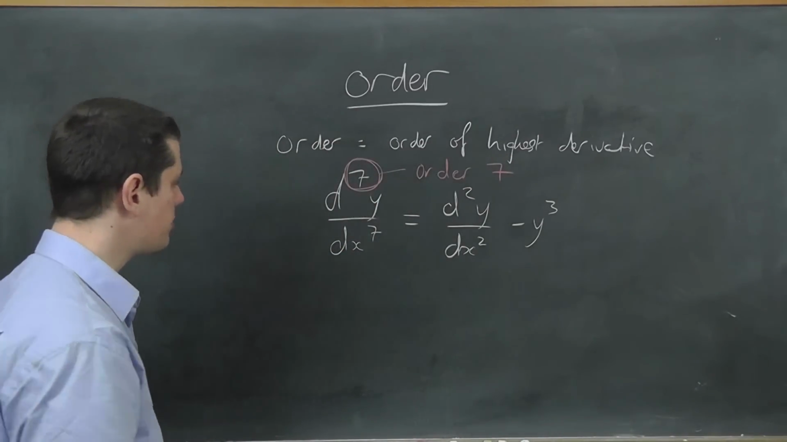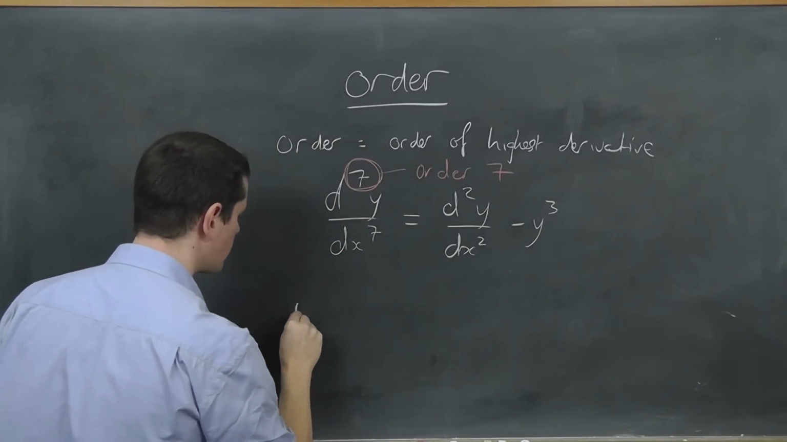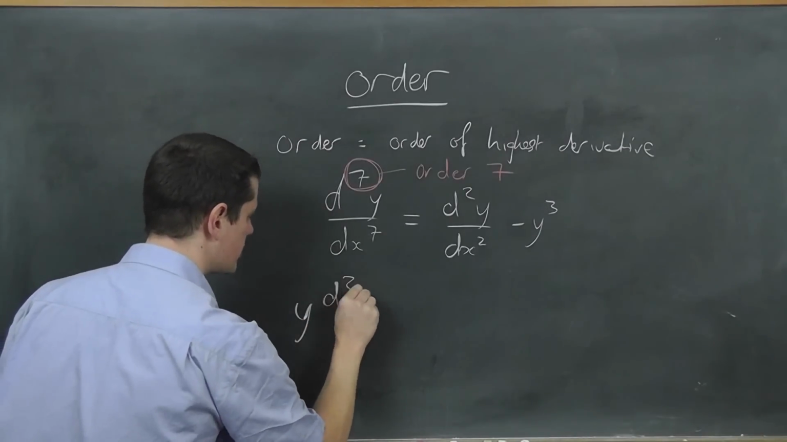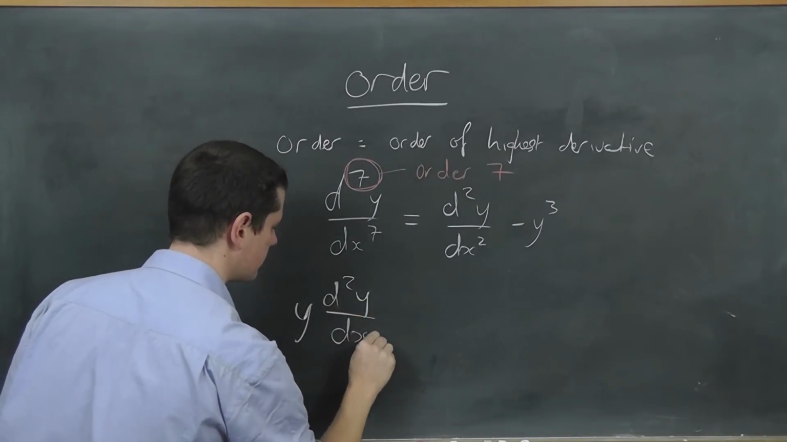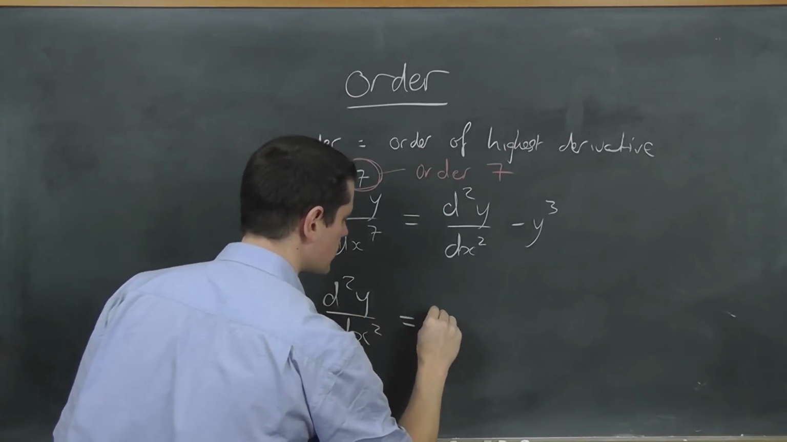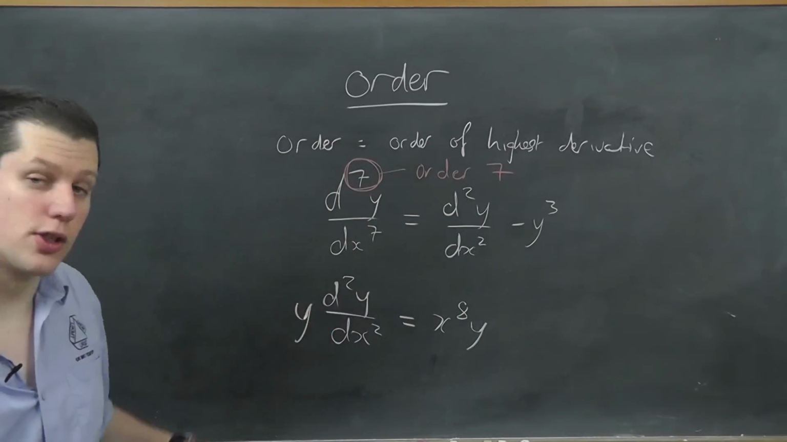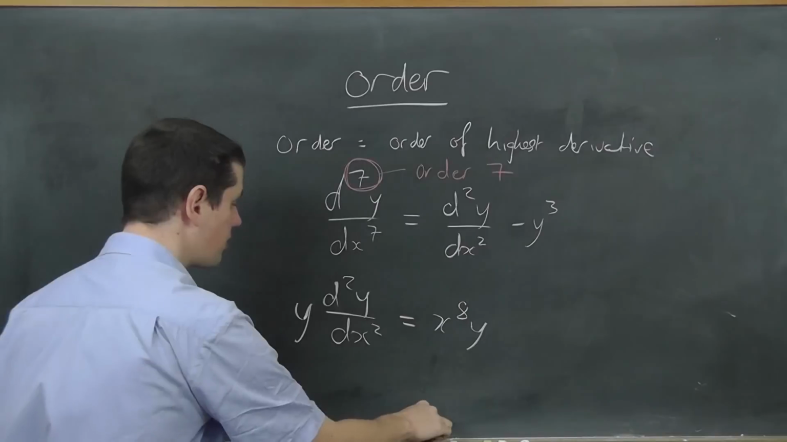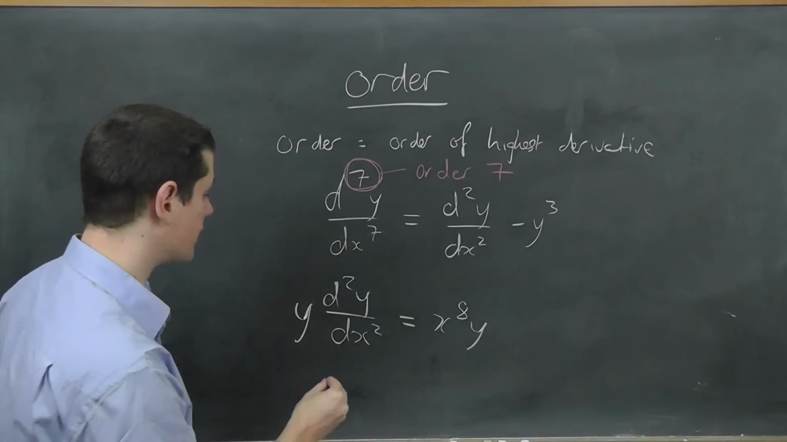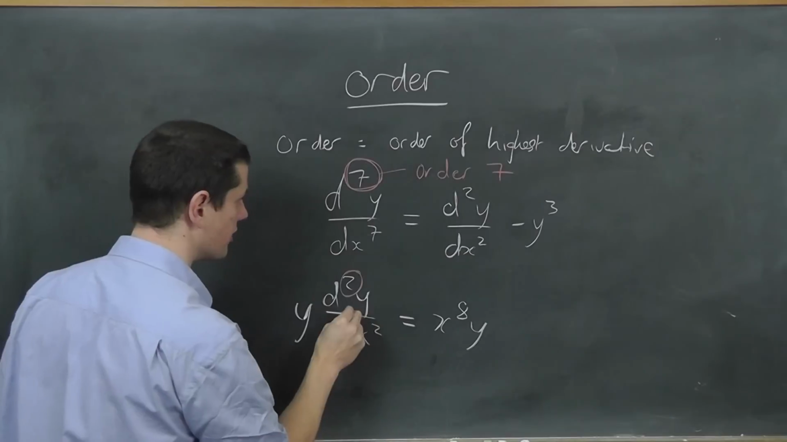To give another example, if we have the differential equation y d squared y by dx squared equals x to the 8y, this is an order 2 differential equation because the highest derivative that occurs in there is a second derivative.